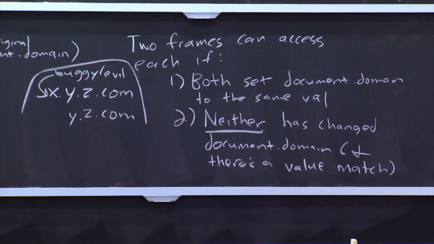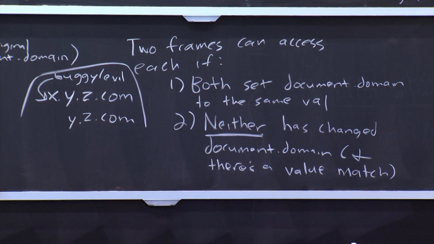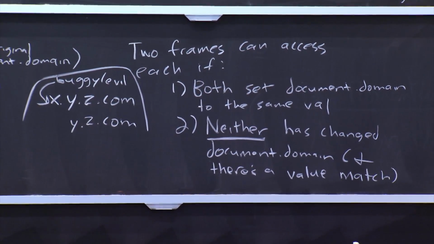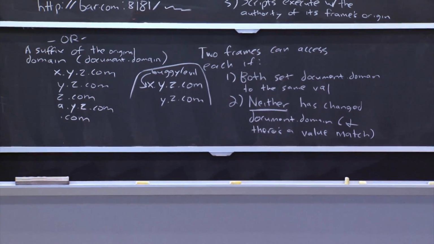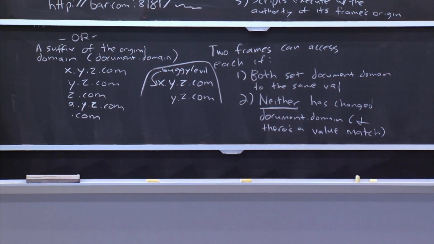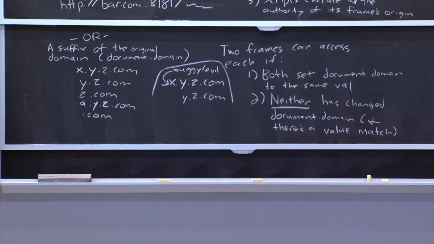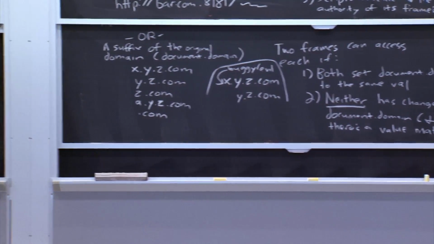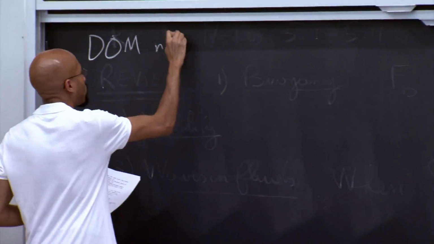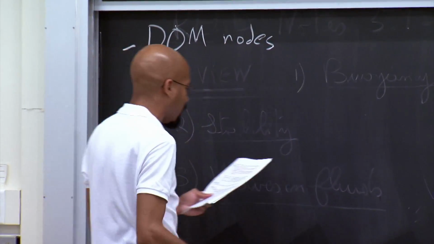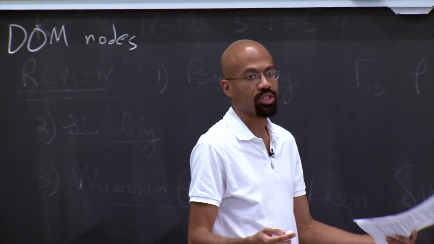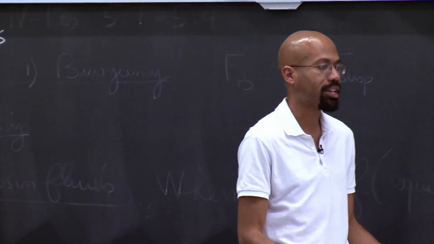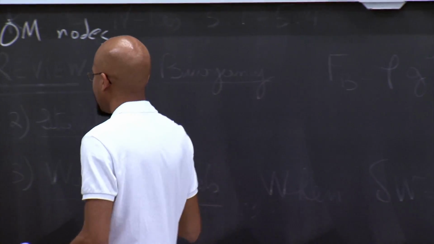Okay, so that is basically how frames work with respect to the same origin policy. So then we can look at how DOM nodes are treated. It's pretty straightforward for DOM nodes. DOM nodes basically get the origin of their surrounding frame. Makes sense.